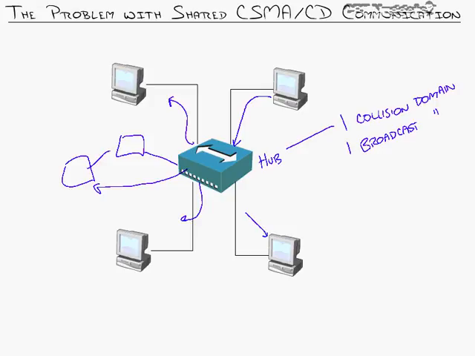When you plug these devices into a hub, the carrier sense says that they will listen before they transmit. And if nobody else is using the wire, then they'll both try and transmit that.